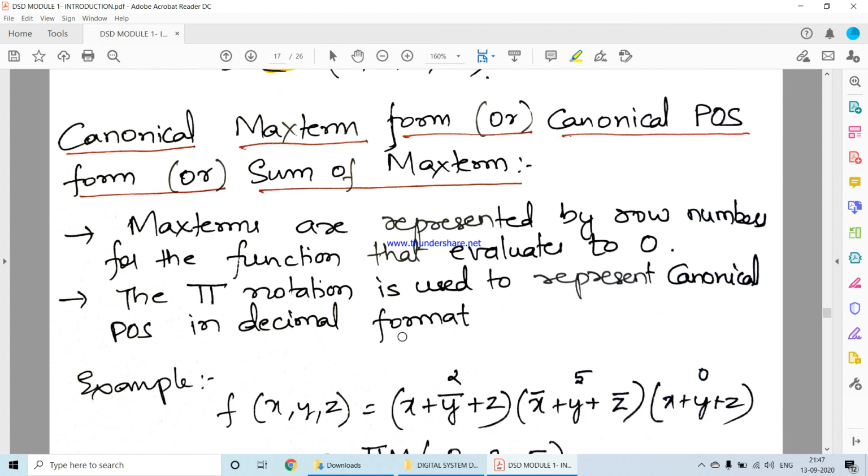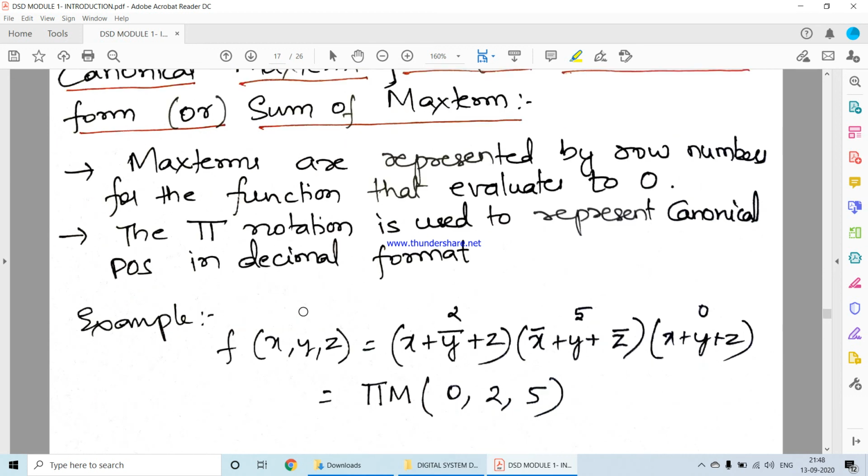Okay. Now coming to canonical max term form, or canonical product of sum form, or product of max terms, what we call. So here 0 is the normal form, and 1 is the complemented form, right? So the first thing is you need to know how it is denoted. Pi notation is used for max term, keep this in mind. Summation is for min term, pi is the max term notation. So pi with capital M is the max term notation. Summation with small m is the min term notation.